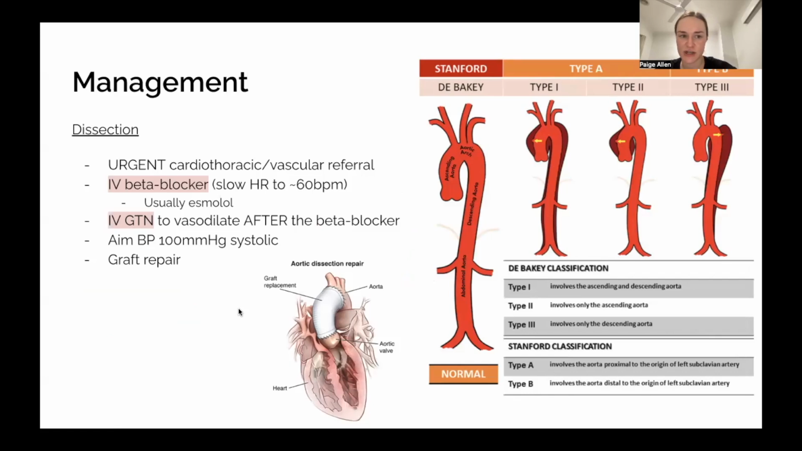And then for a dissection in terms of the management, obviously it's super urgent, chopper them to hospital. What you do first is you give them an IV beta blocker to slow the heart rate so that less blood is going into that dissected area. And then you give them GTN to vasodilate so that they can still get perfusion of the rest of their body in the meantime. The key is to do that after you've given them the beta blocker. And yeah, you aim for a blood pressure of about 100 and do your graft repair.